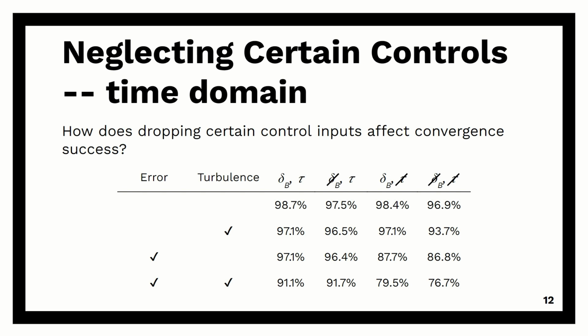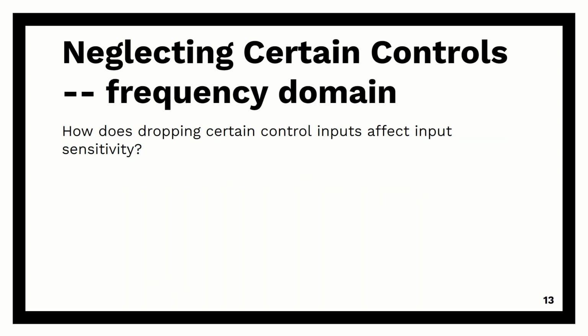Now, these results were really interesting. They made us realize that at least at this specific trim condition for this control design, we can drop the tail rotation angle from the control design with minimal effect on the percent success. And not so much for the throttle setting. We can't drop the throttle setting without it affecting our performance significantly.